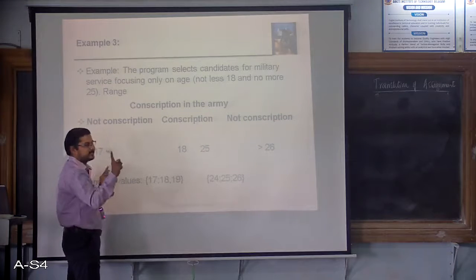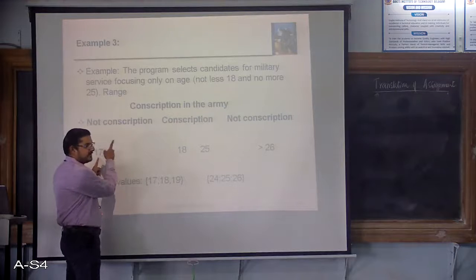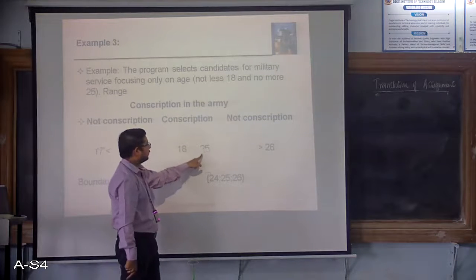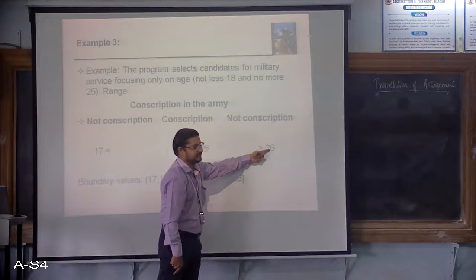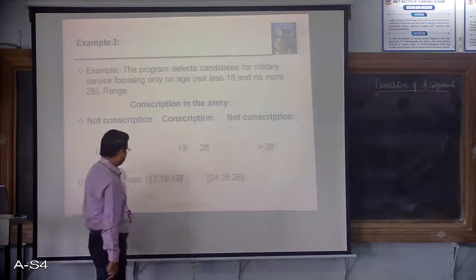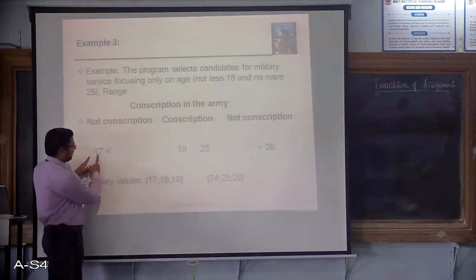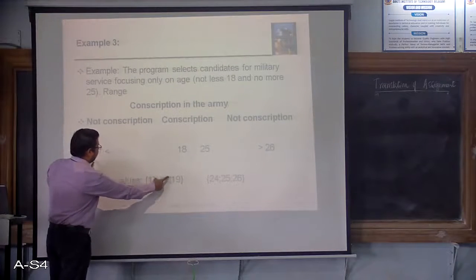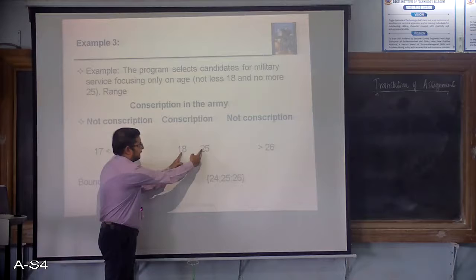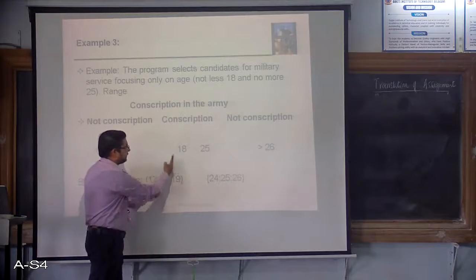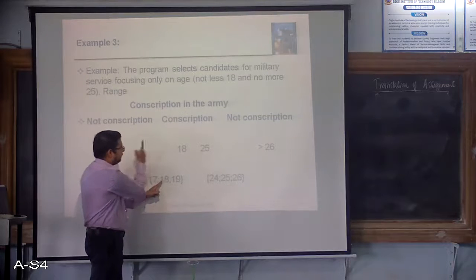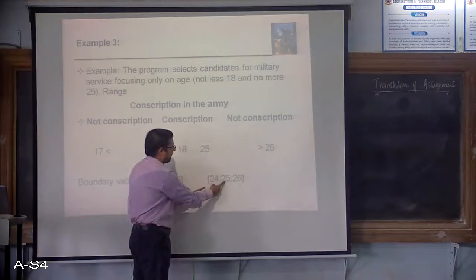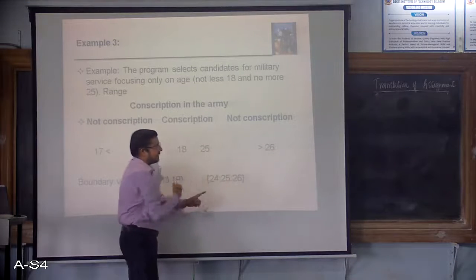There are 3 classes possible. Again, the invalid class is less than 17. It is a valid class if the age lies between 18 to 25. If it is greater than 26, it is also an invalid class. And again boundary values, how to write for this one? 17 is the value, 18, 19. 18 is the value. What is the minimum minus 1? 17. Minimum plus 1, 19. Again for this one, 25 is the value, maximum plus 1 is 26, maximum minus 1 is 24.